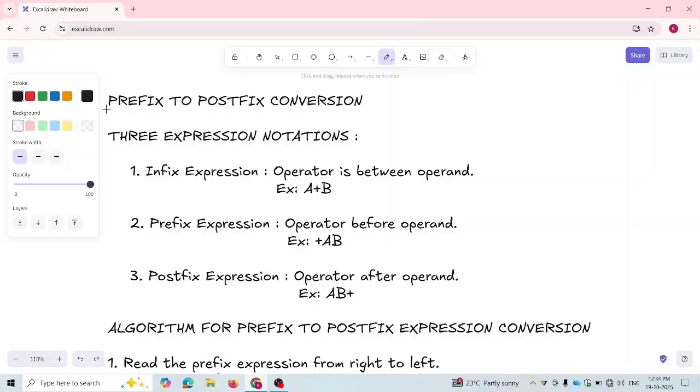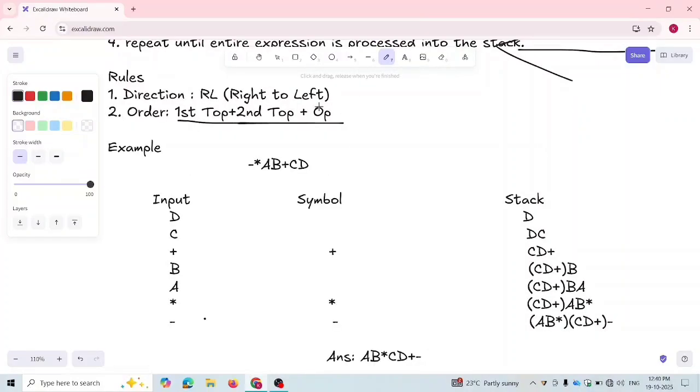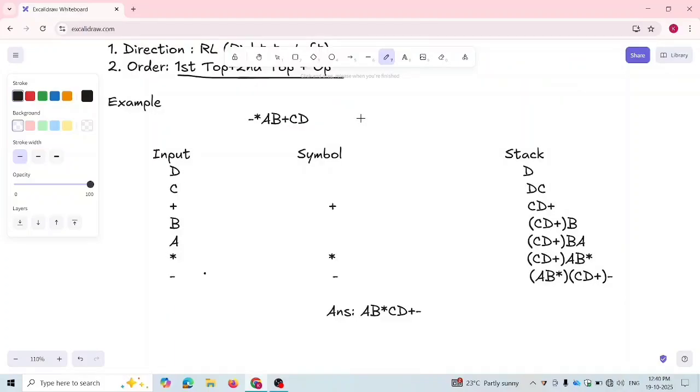In this video, we will learn how to convert a prefix expression into a postfix expression. By the end of this video, you'll be able to convert any prefix expression into a postfix expression step by step. We know the rules, right? The direction that has to be followed is right to left, and the order is first top, second top, and operator. OP means operator.